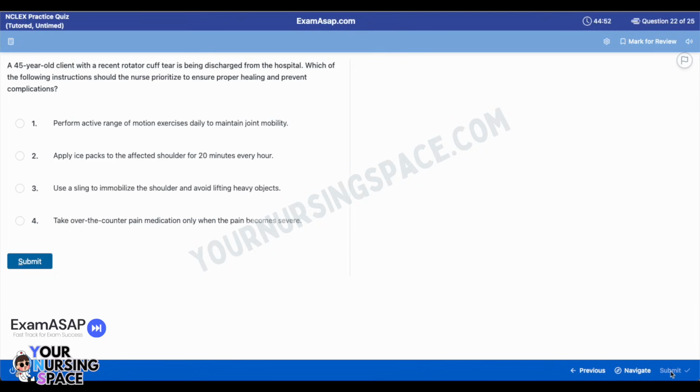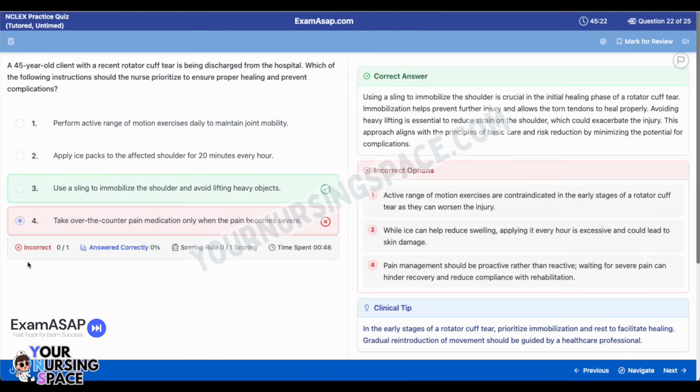Option 1. A. Perform active range of motion exercises daily to maintain joint mobility. Option 2. B. Apply ice packs to the affected shoulder for 20 minutes every hour. Option 3. C. Use a sling to immobilize the shoulder and avoid lifting heavy objects. Option 4. D. Take over-the-counter pain medication only when the pain becomes severe. The correct answer is C.